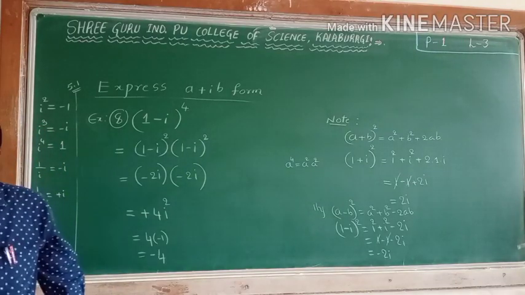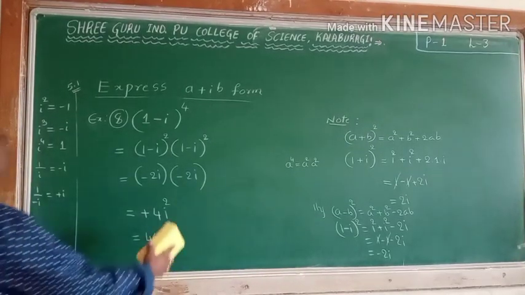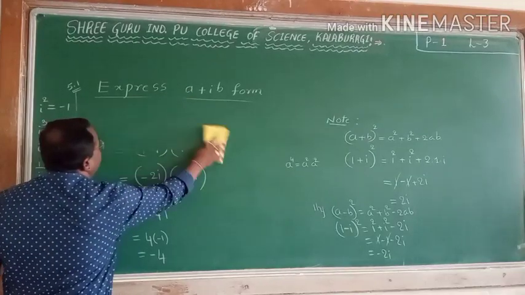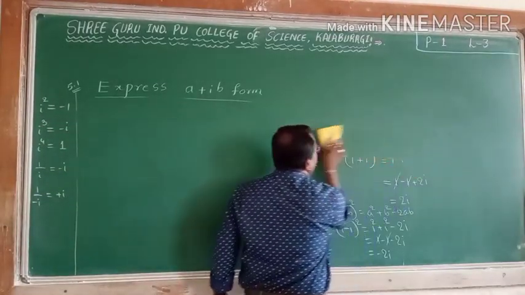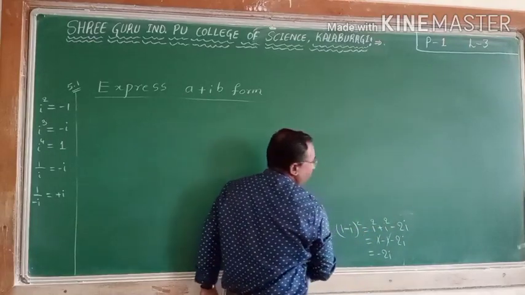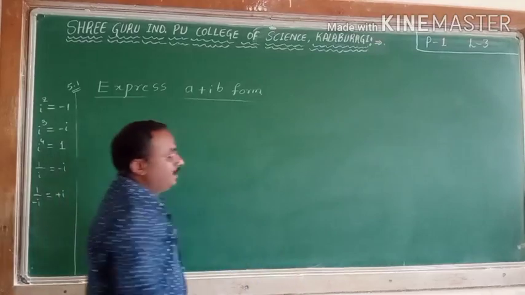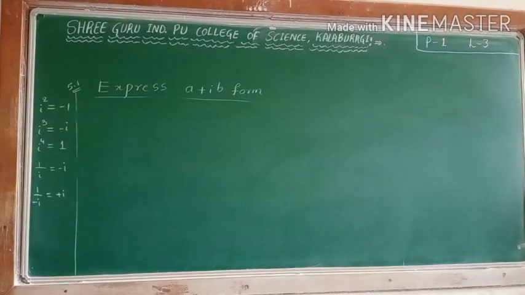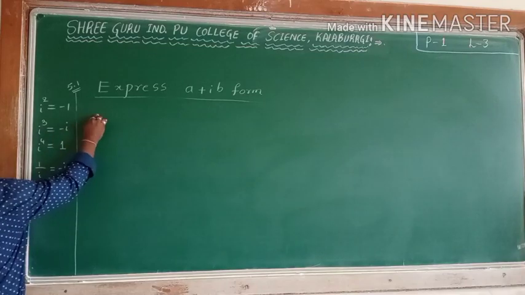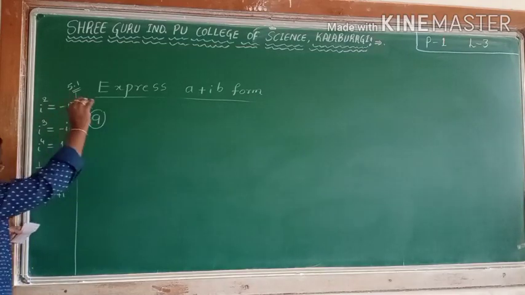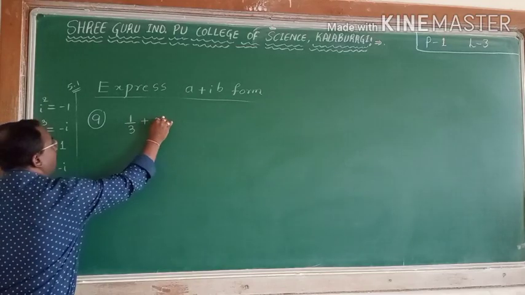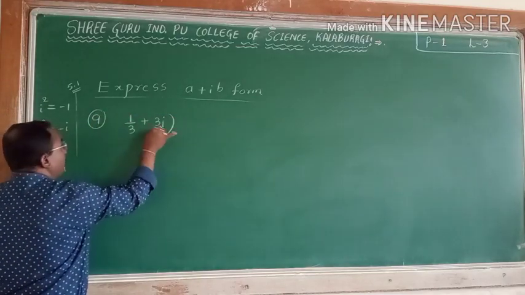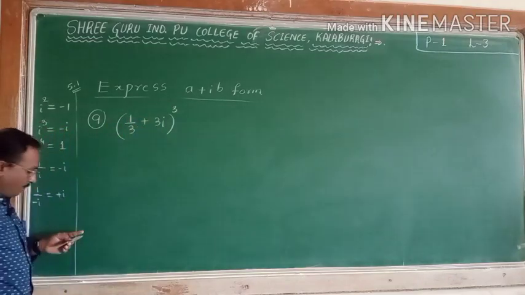Here next example number 9. Example number 9, that is express in a plus ib form. 1 by 3 plus 3i, 1 by 3 plus 3i whole cube. Cubic form.